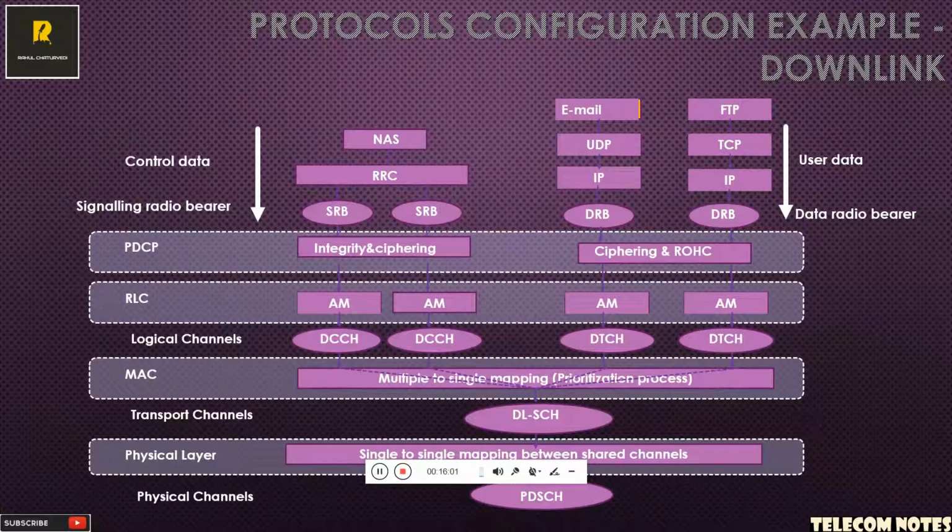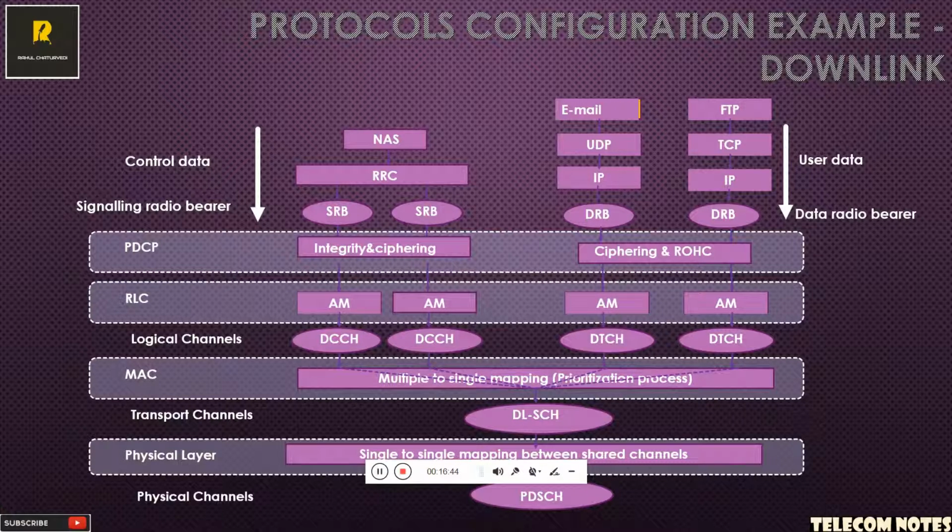Coming to the protocol configuration example, that is the example we have just taken. On the left hand side we have the NAS and RRC with the signaling radio bearer. That means it's the control plane. After that the PDCP layer applies integrity and ciphering over the data coming from the RRC, using the KI and KC keys. After that it is passed to the RLC layer in acknowledgement mode, and then put over the logical channels.